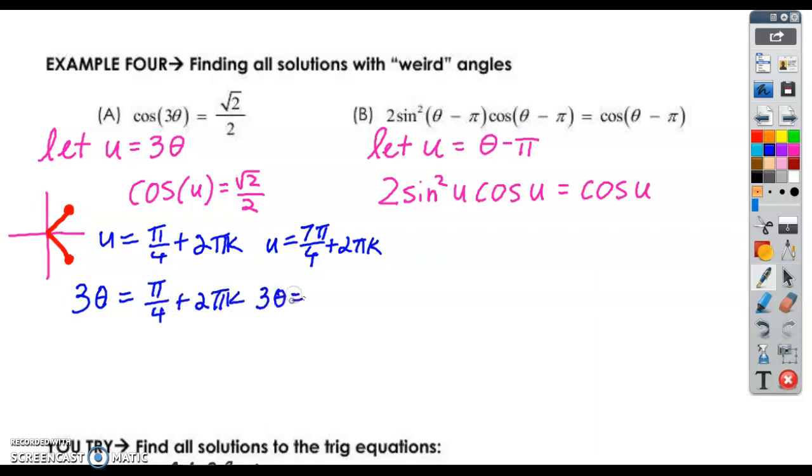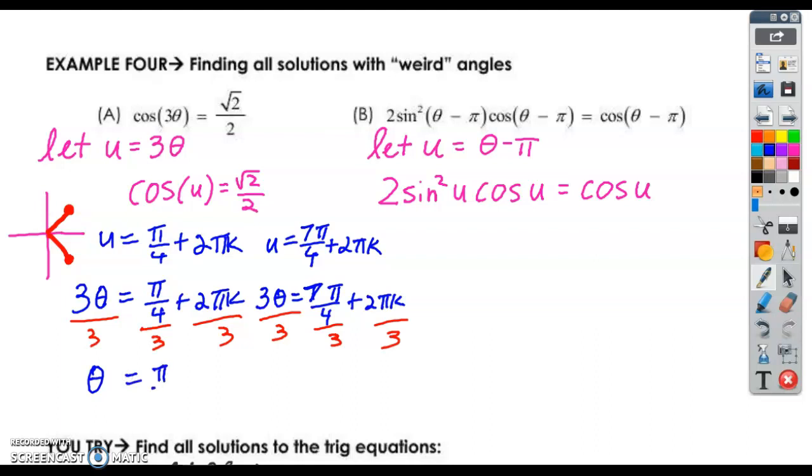Instead of u, put 3 theta. I can barely read this. Sorry, guys. All right, now if I just divide through the whole thing by 3 to isolate that theta, remember everything has to be divided by 3, and we never divide fractions by 3, we always multiply by the reciprocals. So that ends up being theta equals pi over 12, because you're multiplying by 1/3, plus 2/3 pi k.